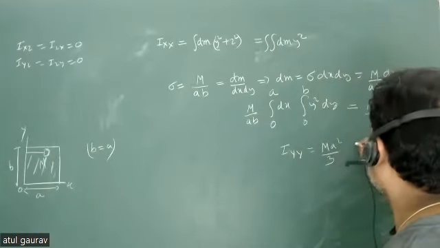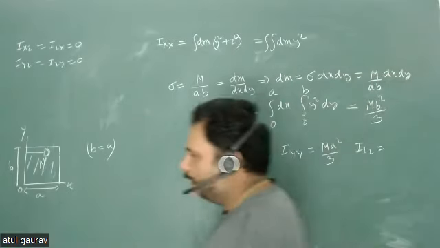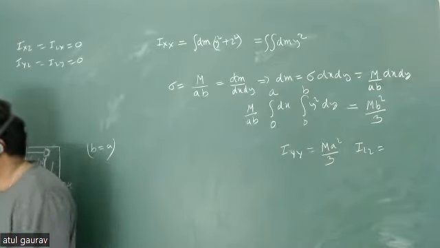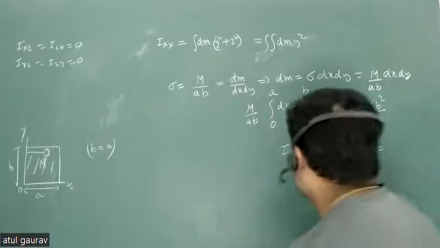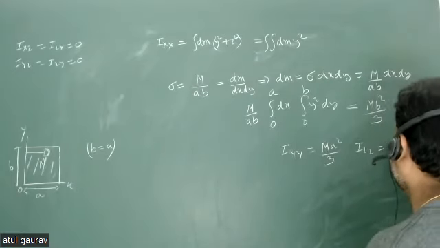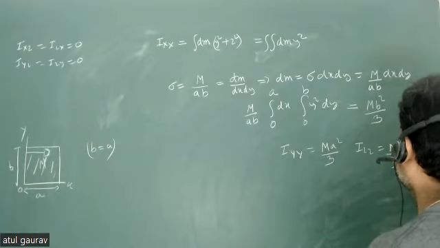What will be Izz? Can we use the perpendicular axis theorem? Yes, sir. Yes, we can use it. Okay. So when you use it, that value is equal to m by 3 (a square plus b square).